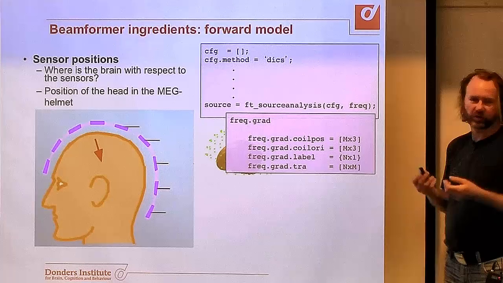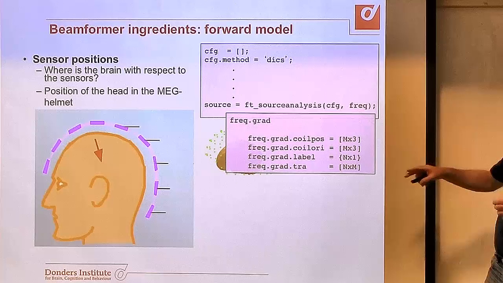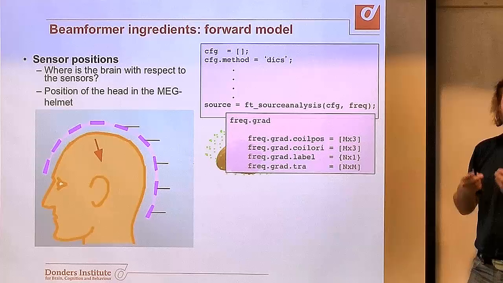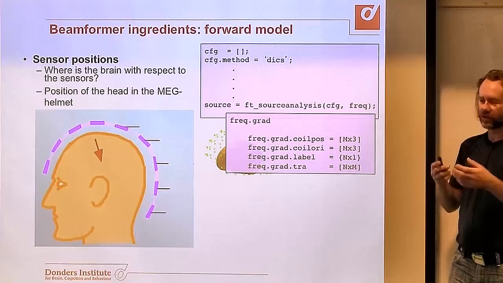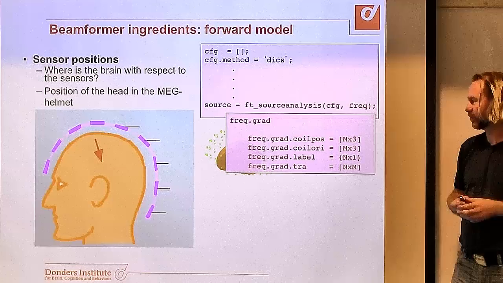If you look in your data, we have freq.grad. Those are the gradiometers. With the CTF system, it's gradiometers. With a Neuromag system, it's planar gradiometers, but also magnetometers. So we just happen to call it grad, but it's also magnetometers. And sometimes we refer to it as the sensors, where we call it sens.